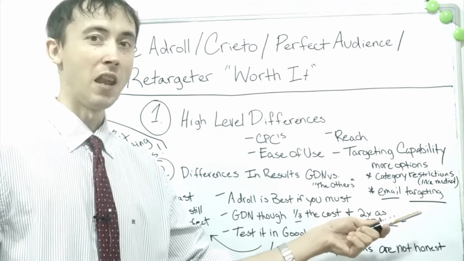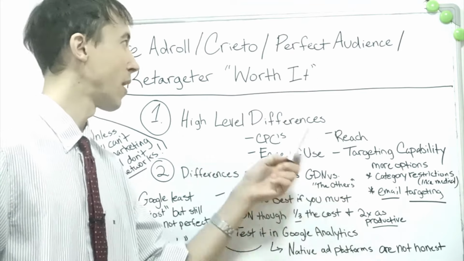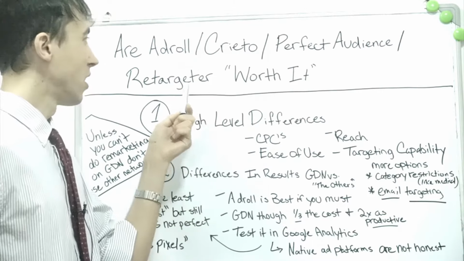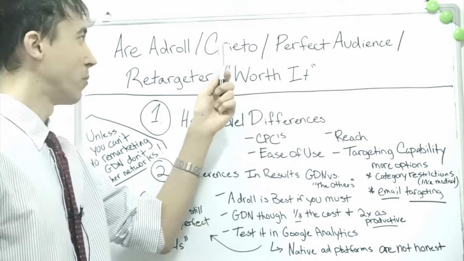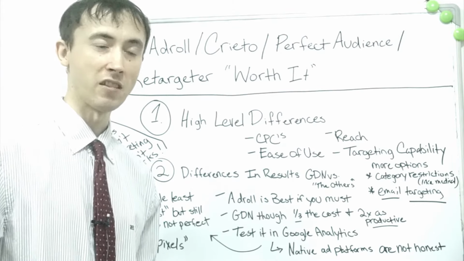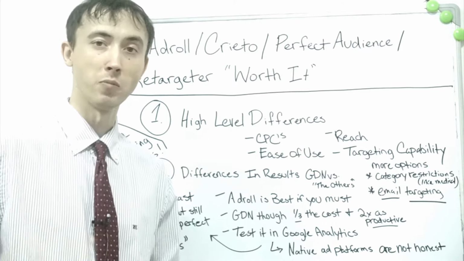or you want to do some advanced audience targeting by email addresses, go ahead and try one of these out. Try AdRoll, but also, if you're stuck with the third-party platforms, try these different ones out. Test it out for yourself and measure your results in Google Analytics, so you have an apples-to-apples comparison to find out what works the best for you and makes you the most money.